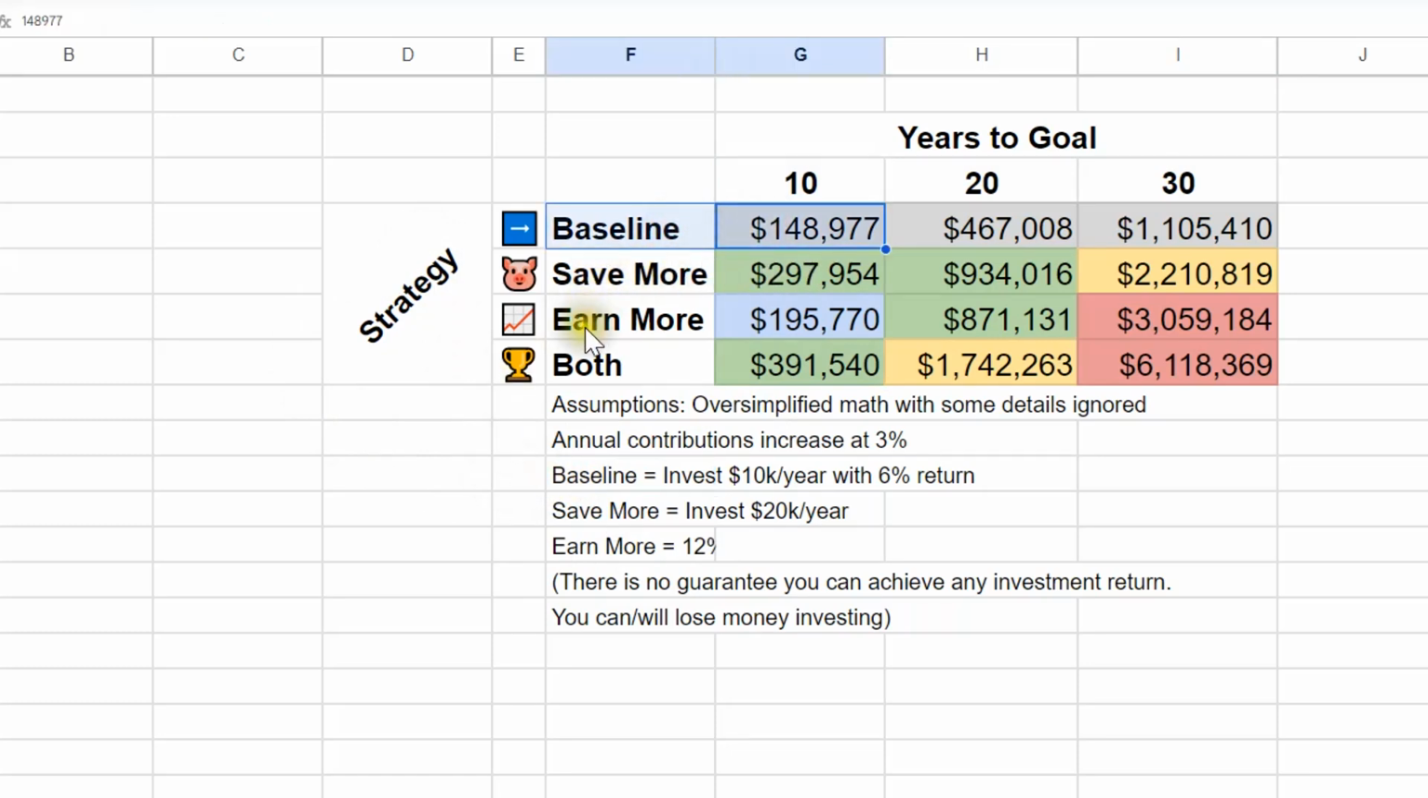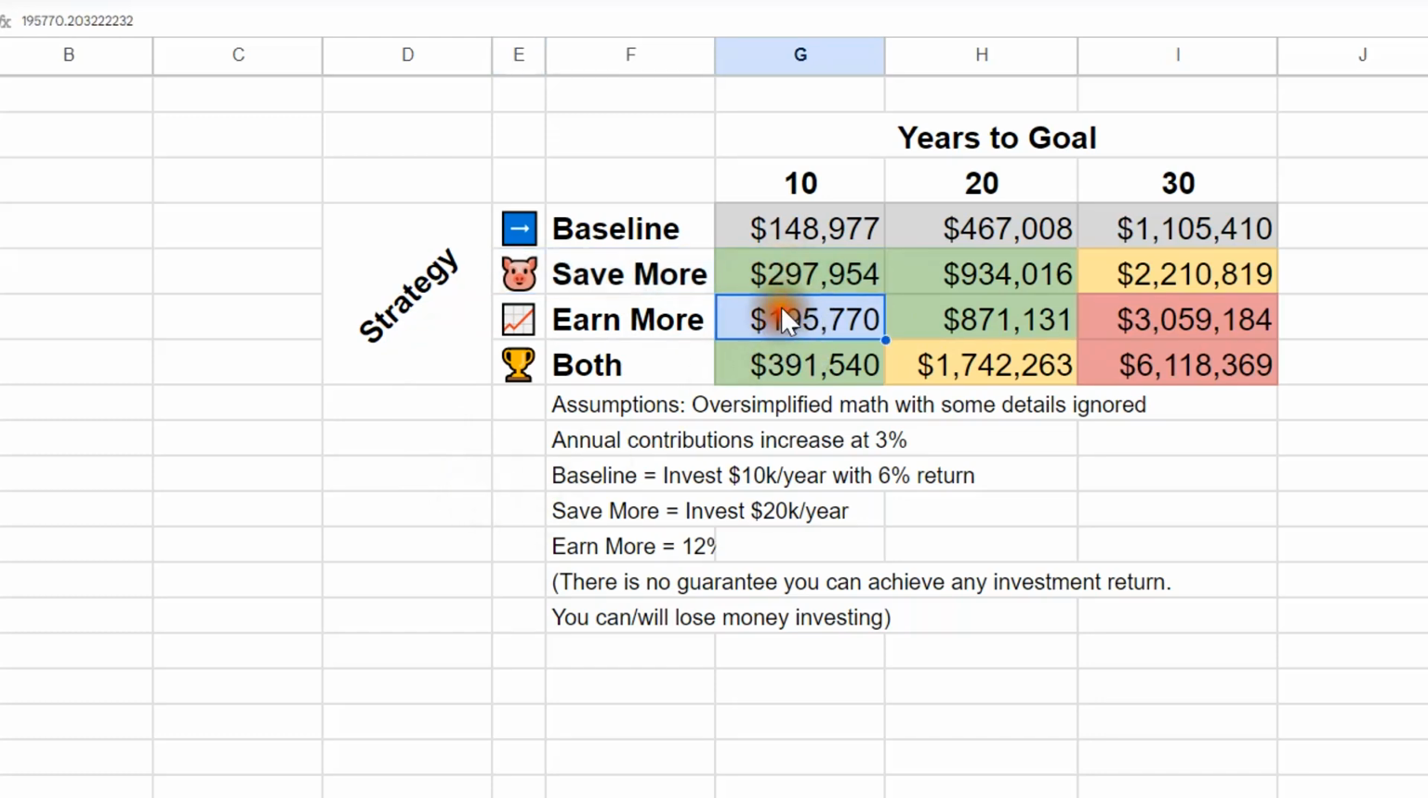Well, we can look at the baseline there. If you were doing the 6% return, $10,000 a year, you'd have about $148,000 to $149,000 at the end of that 10-year period. If you doubled the return by earning more, you'd have $195,000. That's a nice increase. But if you just kept that same return and instead were able to double your savings, in other words, save $20,000 per year instead of 10, you would have about $300,000, which is more than if you could just double the return.